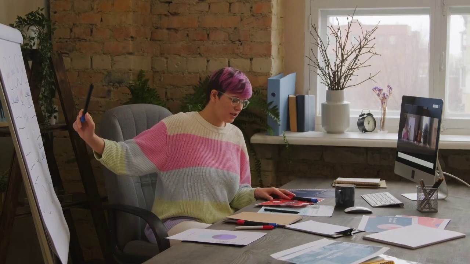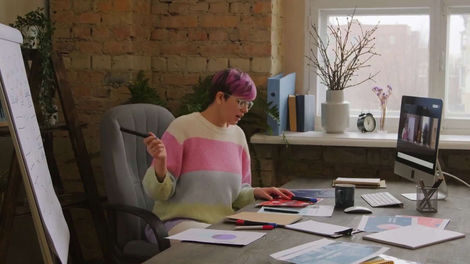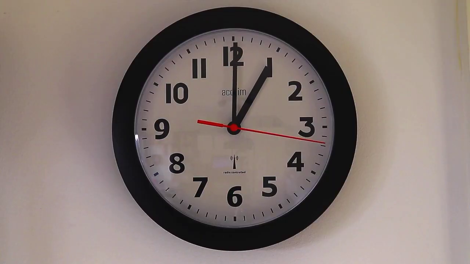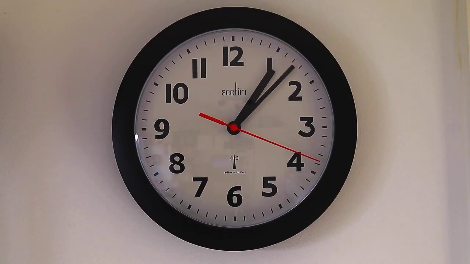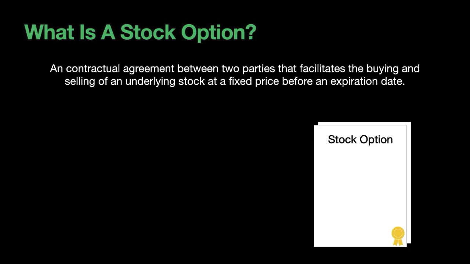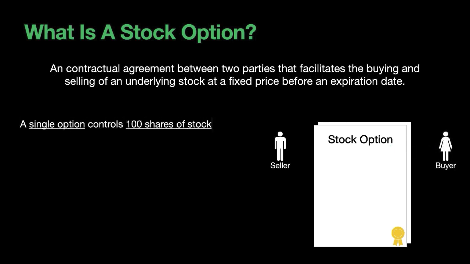Before I share and explain basic strategy number 3 for making money trading stock options, let me take 60 seconds to describe the basic components of a stock option. A stock option is a contractual agreement, so think of a contract or a document between two parties. In this case, there's going to be a seller of the stock option contract and a buyer of the stock option. Next, a stock option is bound to or refers to 100 shares of stock.